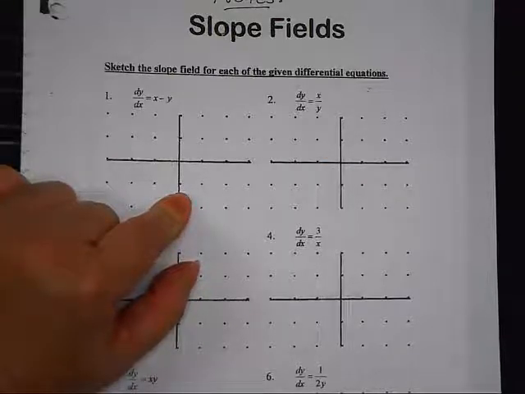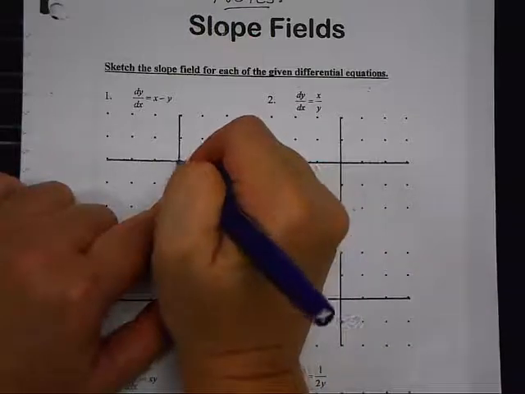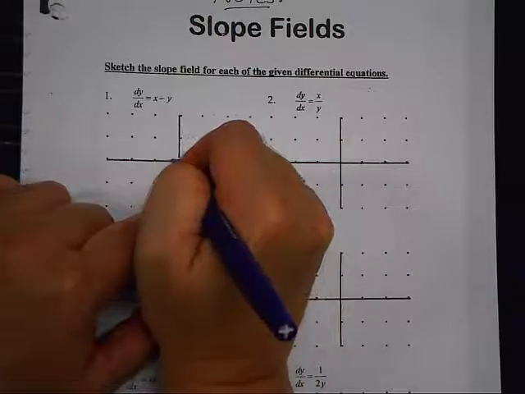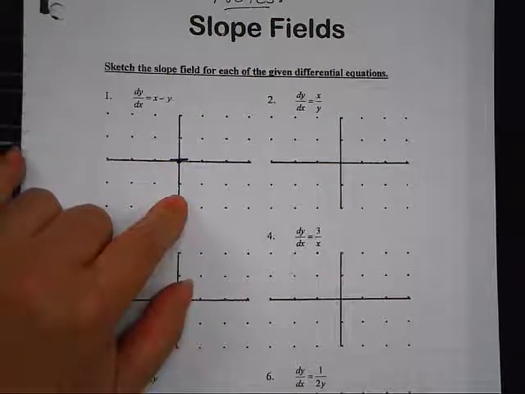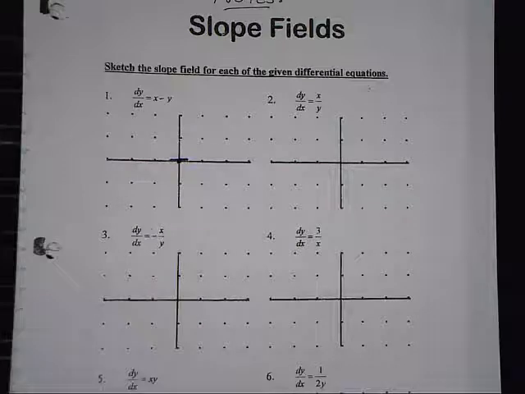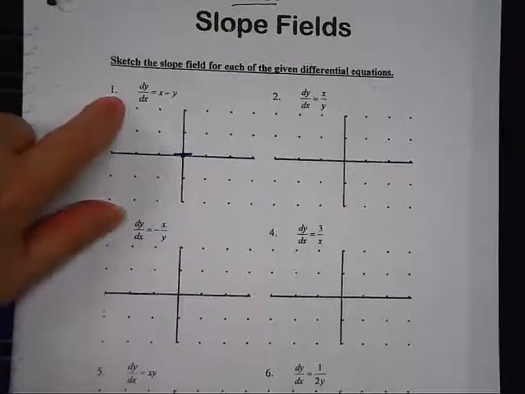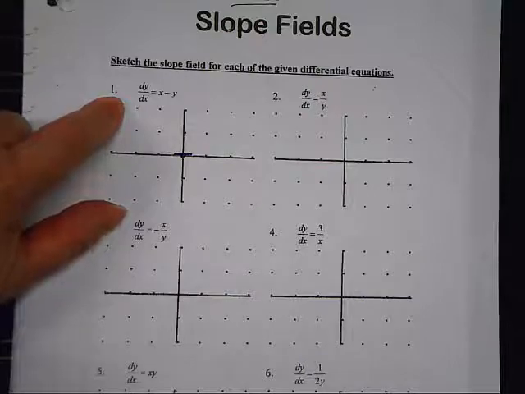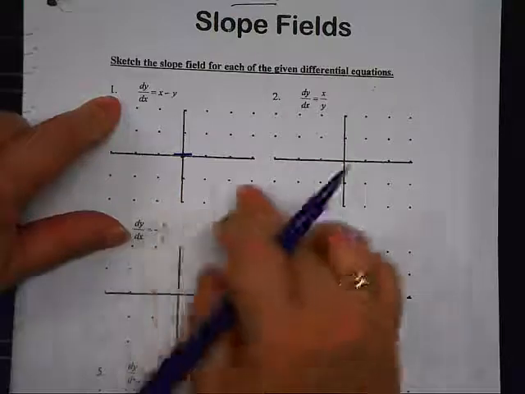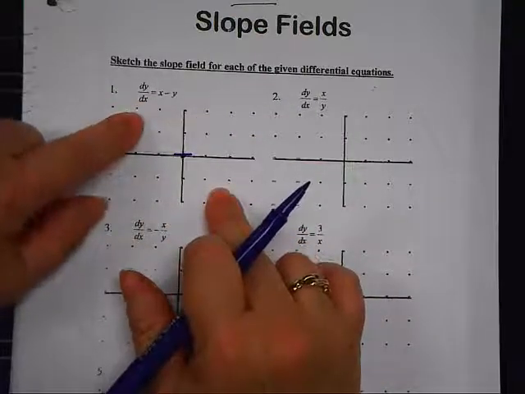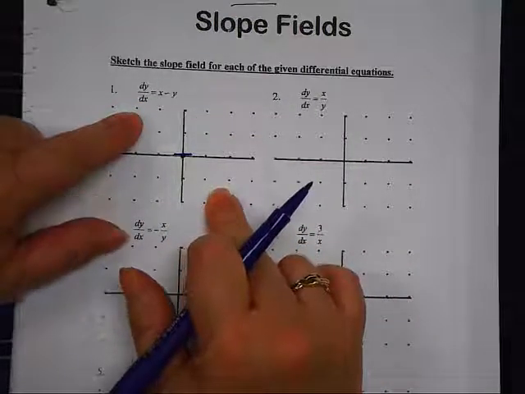Like this, right? Flat line. So at (0, 0), you are going to draw a little piece of graph with a slope of 0. Every point is going to have a line segment at it. And that line segment will be the slope that is calculated from the equation. Okay? Now, once you get one started, ask yourself, is there any other point on here that would have a slope of 0?